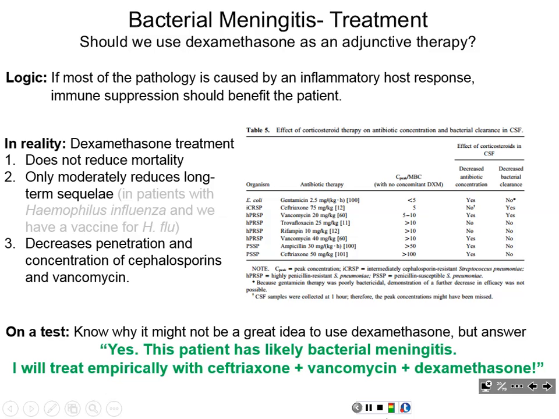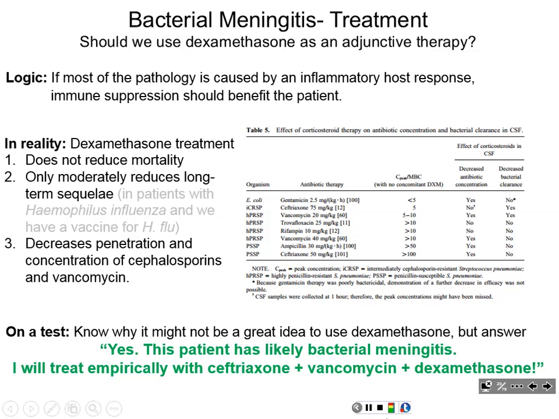And this is something that is a little bit controversial. And I'm going to tell you one thing, but then on any test that you have from here on out, I want you to answer something else. And this is, should we use dexamethasone as an adjuvant therapy in treating this? Should we treat with ceftriaxone, vancomycin, and dexamethasone, or just the antibiotics?